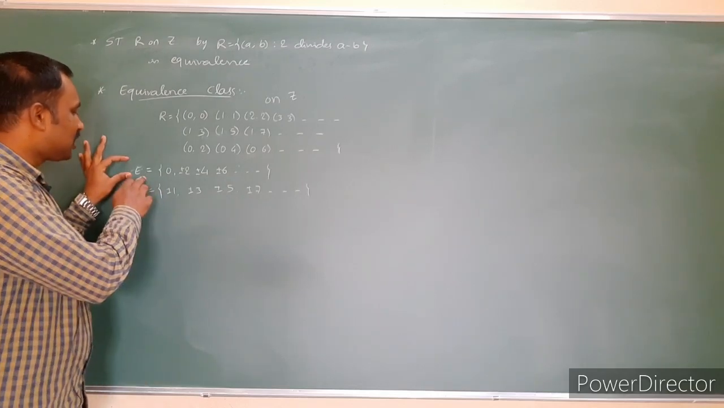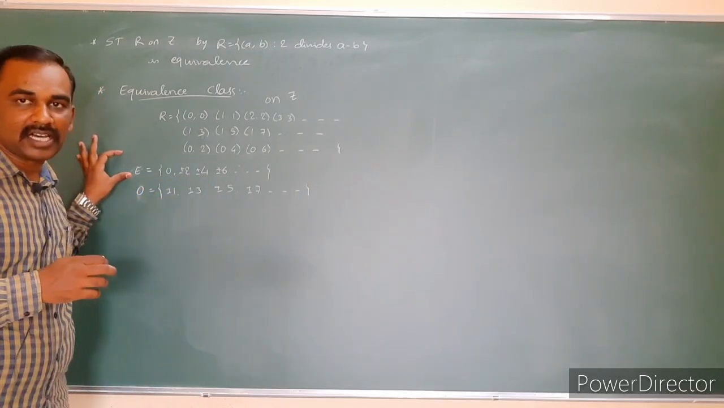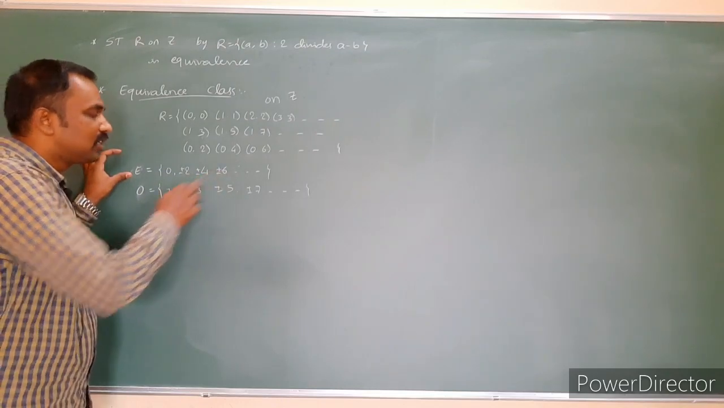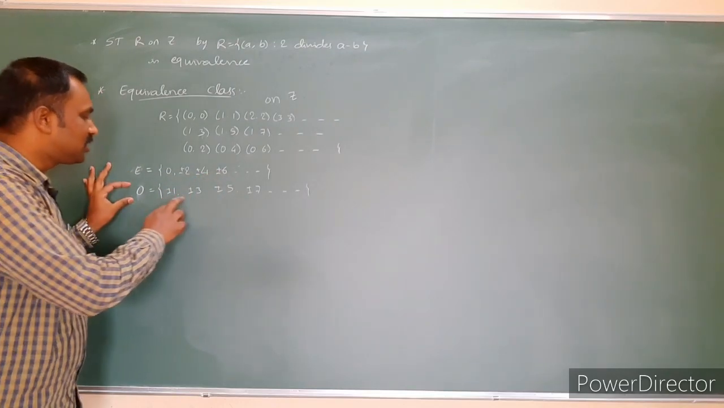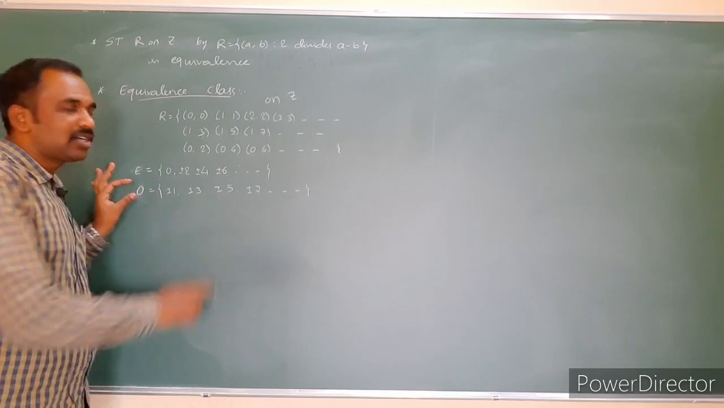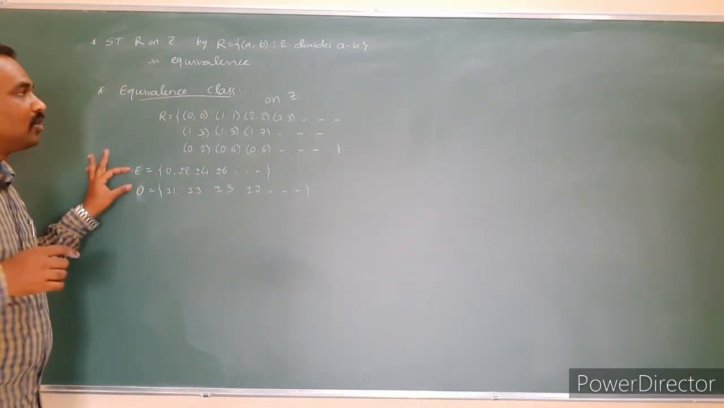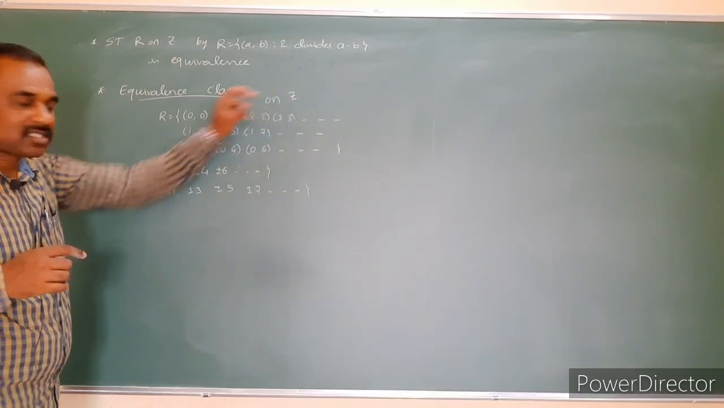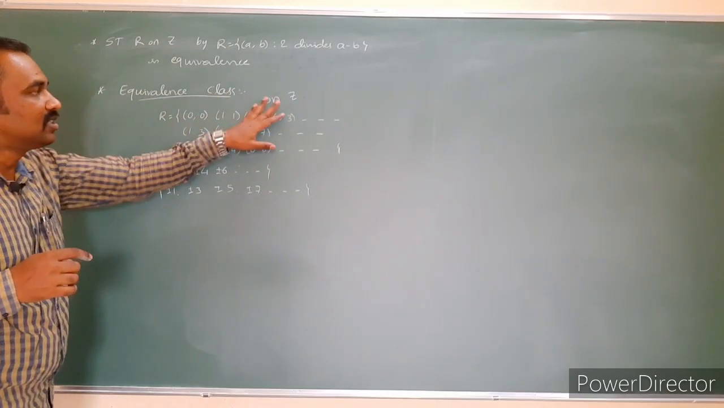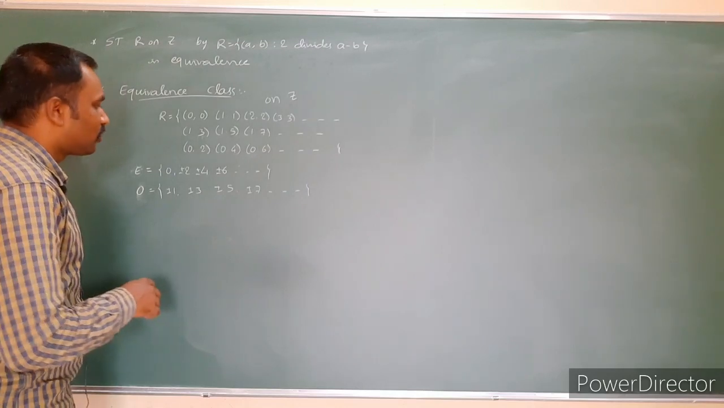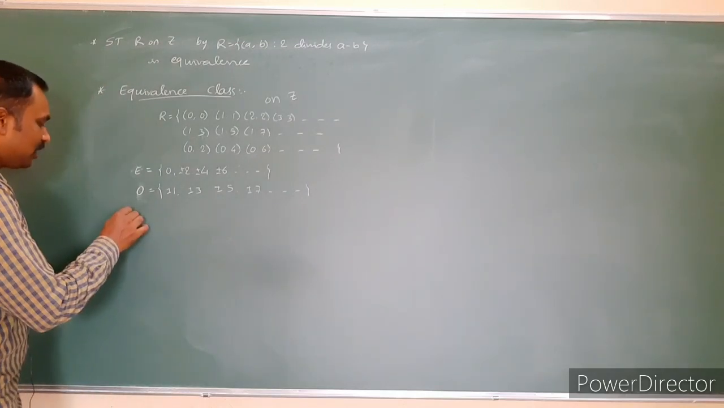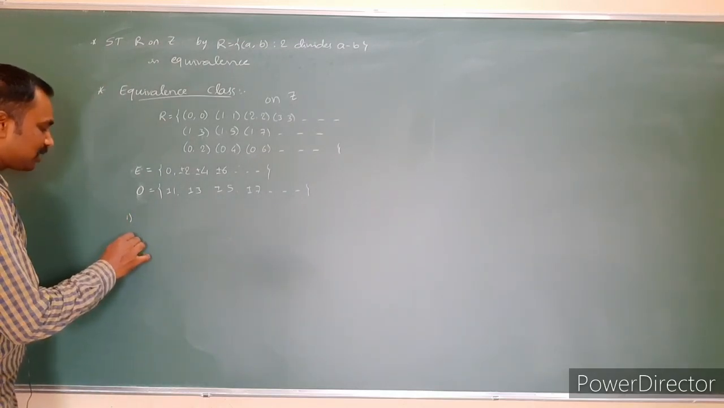Here in set E, all are even integers, either positive or negative. And O is nothing but odd integers. If I take the union, combining these two sets, we get the original set Z. Very important point. Now I am going to explain the three conditions.